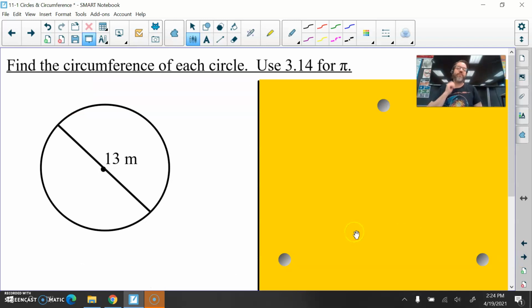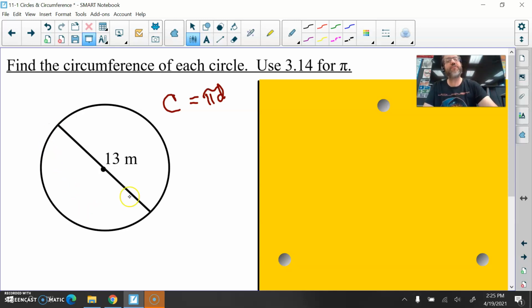All right, so how are we going to use this? Let's say I want to find the circumference of this circle. All right, so the very first thing I will always do, and you need to do the same, is write down the formula. C equals pi times d. Is that a pretty easy formula to remember? C equals pi times d. That should be pretty easy to remember, right?